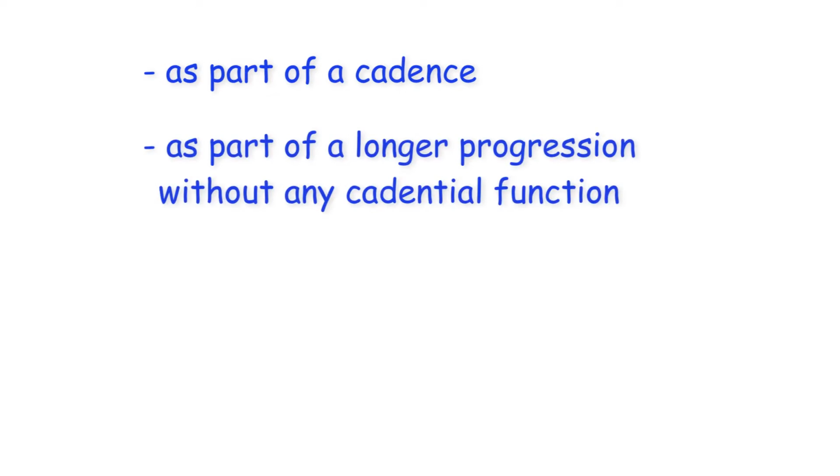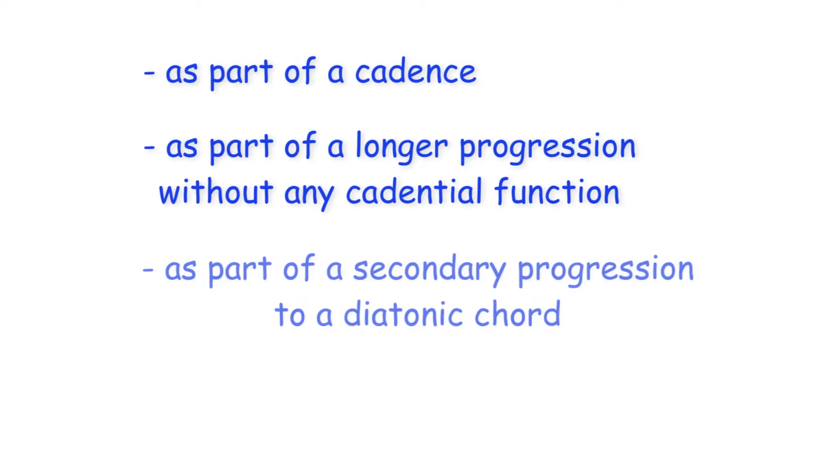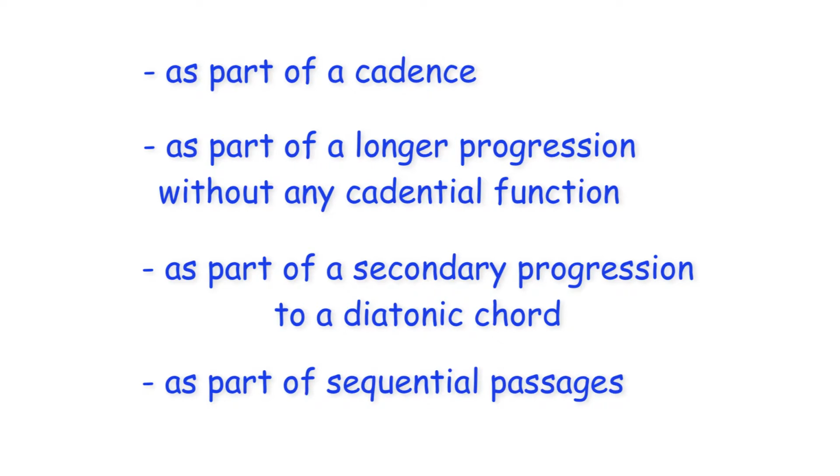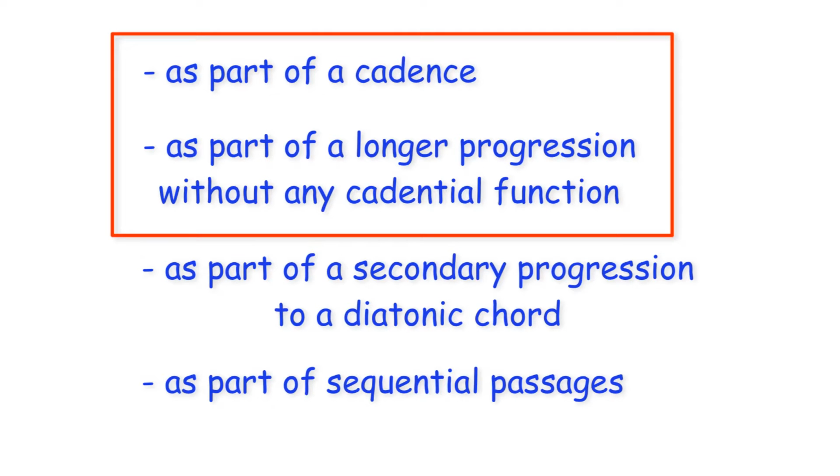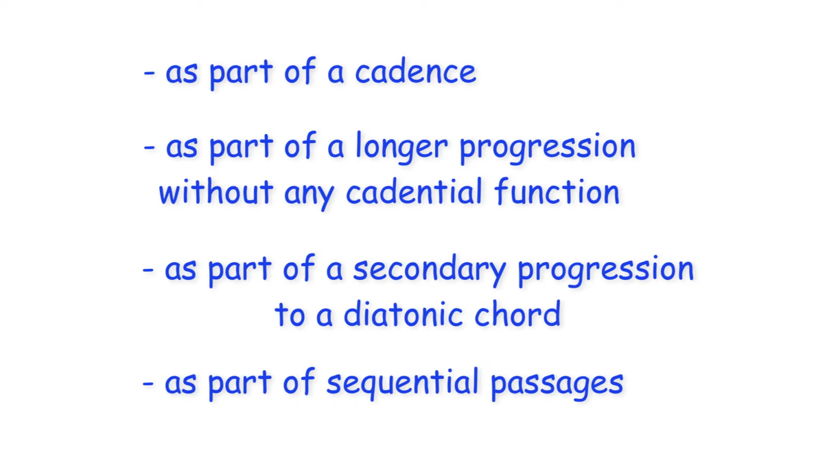In most music, 2-5-1 progressions occur as part of a cadence, as part of a longer progression without any cadential function, as part of a secondary progression to a diatonic chord, and as part of sequential passages. In jazz, 2-5-1 progressions fulfill all of these roles. However, because the first 2 uses are fairly self-explanatory, I will only focus on the second 2.